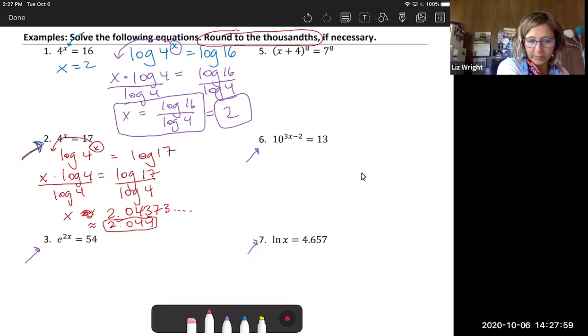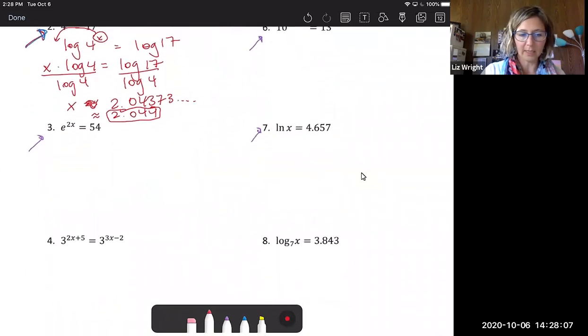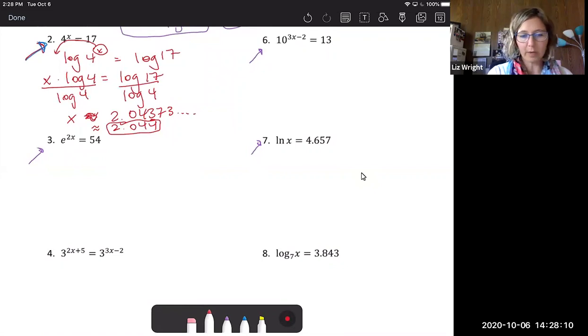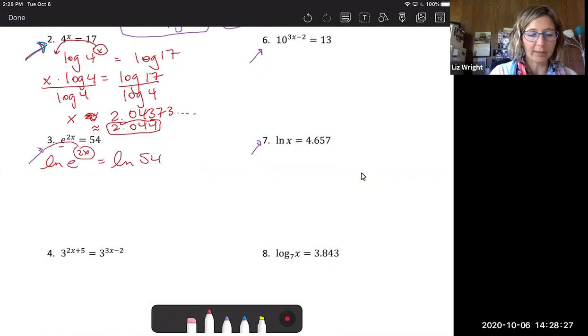2.04373, and hopefully you're done with the next problem by now, because I've taken enough time. I've dilly-dallied. You've solved the next one. Here we go. So because of the base e, I'm going to take the natural log of both sides. So I'm going to take the natural log of e to the 2x equals natural log of 54. That allows me to bring the 2x down. And then we've got 2x times the natural log of e equals the natural log of 54.